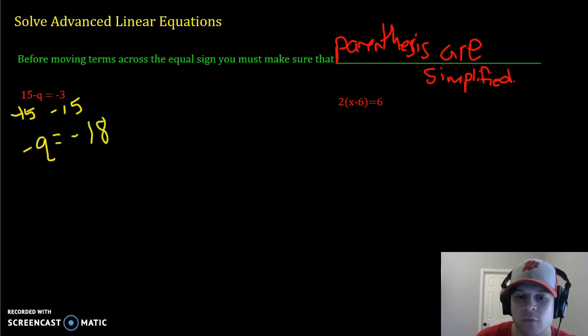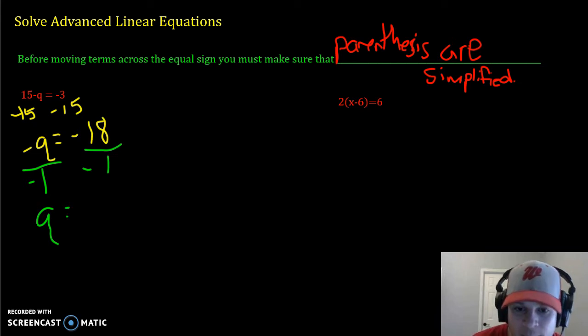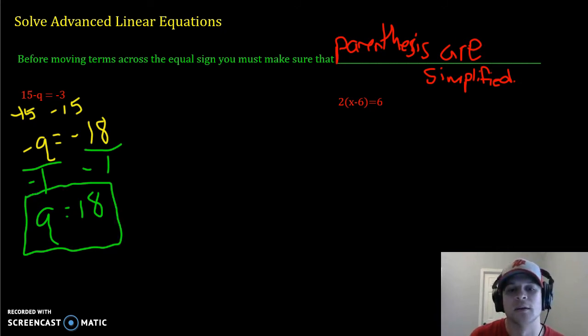Now, this is a negative 1 times a q, and the way that you get rid of a negative 1 times q is to do the opposite of times negative 1, which is to divide by negative 1. And negative 18 divided by negative 1 is a positive 18. Some of you may be familiar with the canceling out the double negatives trick, and if you change the sign on one side, then you change the sign on the other. That's going to work in equations like this, but when they get a little bit more complicated, it's going to be better to just divide by the negative.